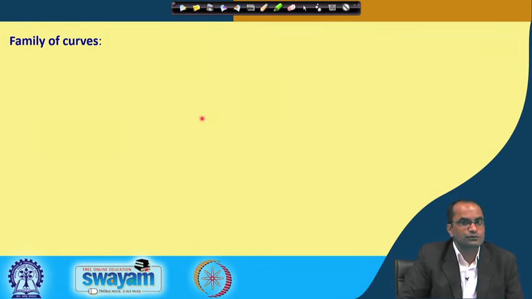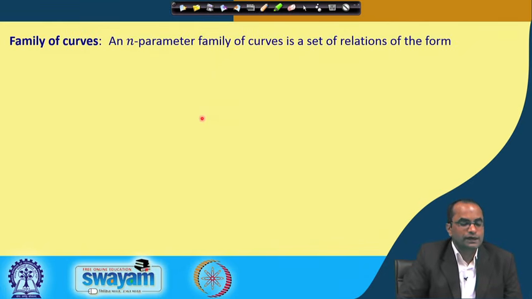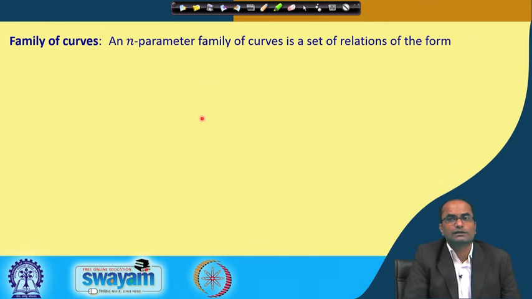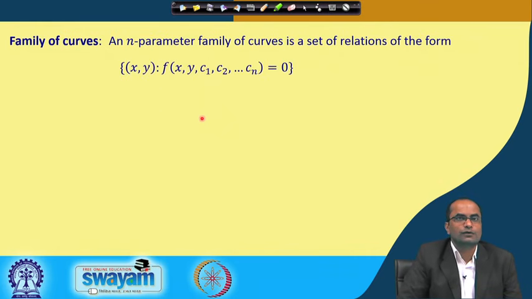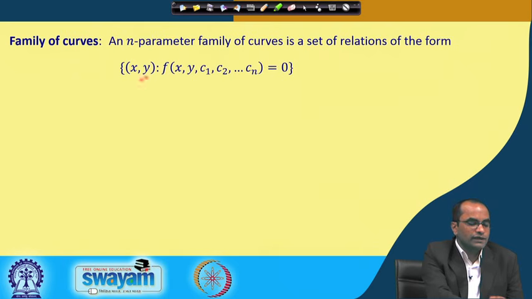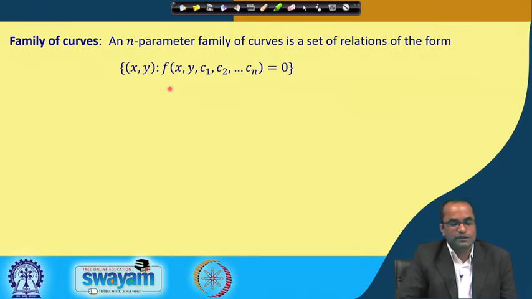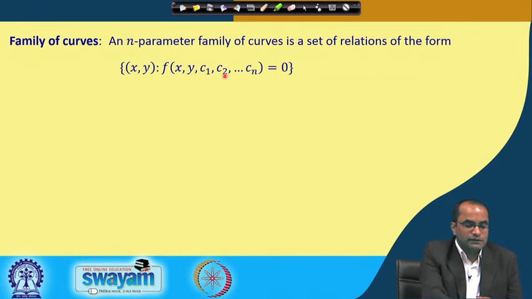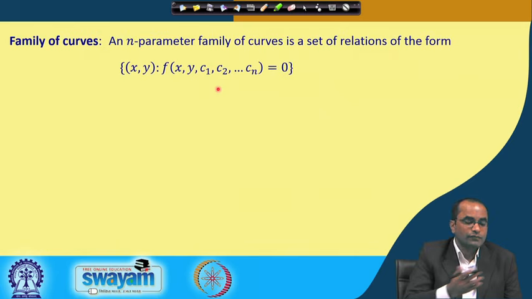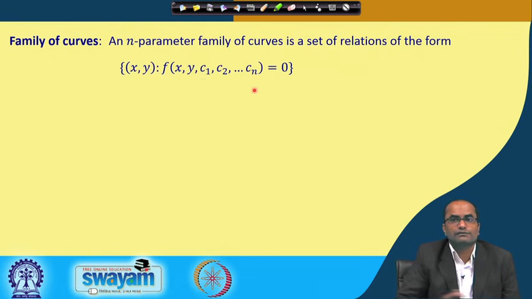Before that we need to introduce the family of curves. An n parameter family of curves is a set of relations of this form: a relation in x and y defined by the equation f of x, y, c 1, c 2, up to c n equal to 0. These are the n parameters here. Changing these parameters we get different curves, and that is why it is a family of curves.